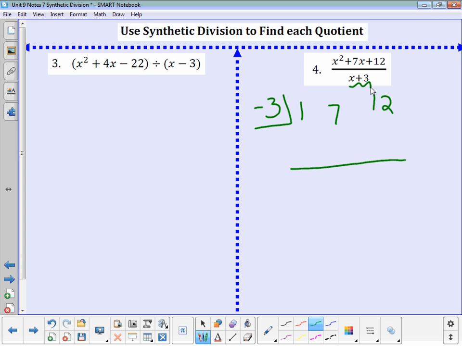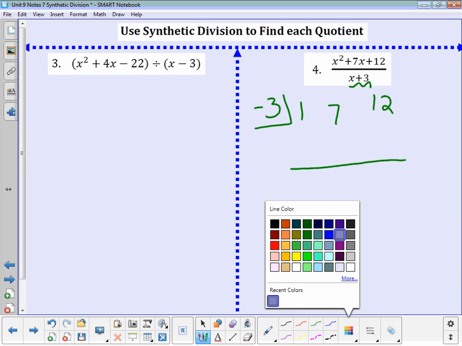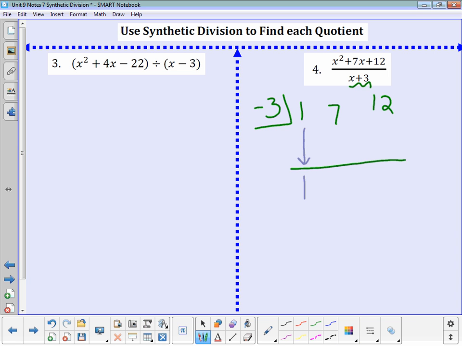So now I'm going to use the synthetic division process. The first thing I'm going to do is bring this 1 down. I'm going to take the 1, multiply it by the negative 3, and I get negative 3. Well, 7 plus negative 3 is going to give me 4. 4 times negative 3 is going to give me negative 12. Well, when I add those two together, I get 0. Don't forget to make a t on that last term. That's where you know where your remainder is.